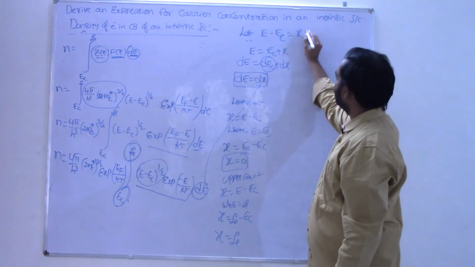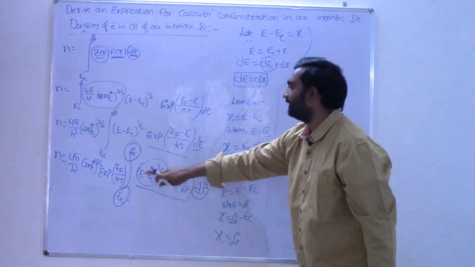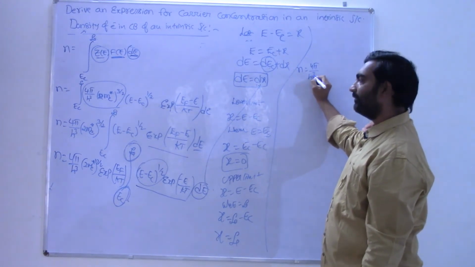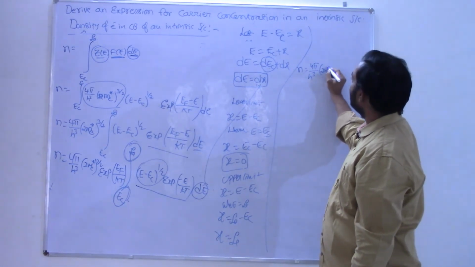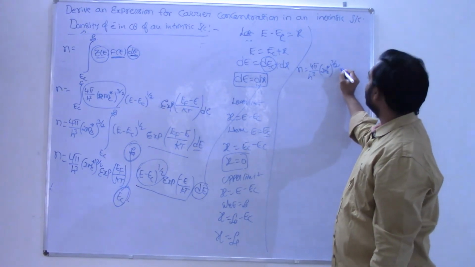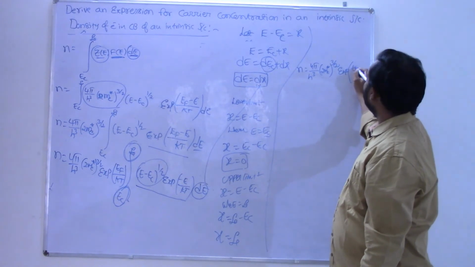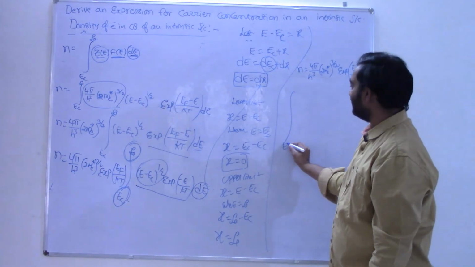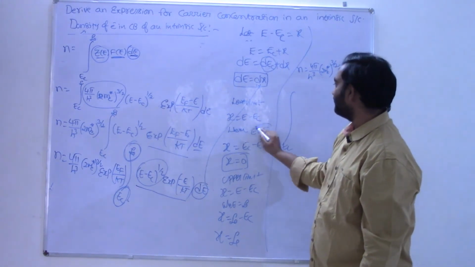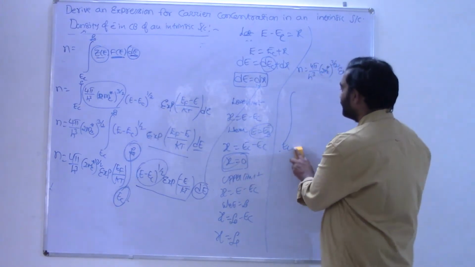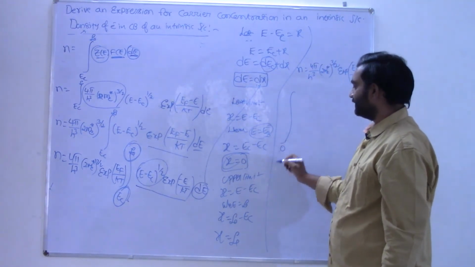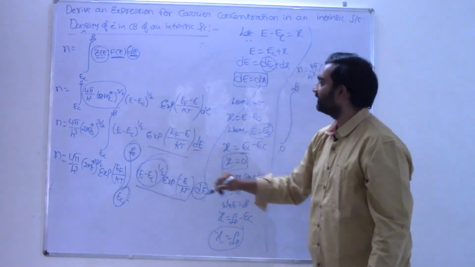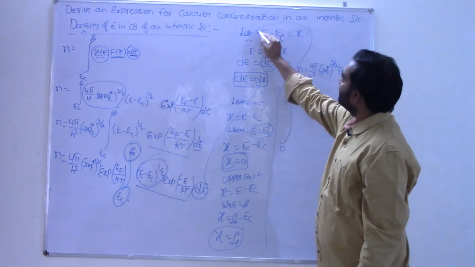So the above expression becomes n equals 4 pi by h cube into (2me star) whole to the power of 3 by 2 into exponential of EF by kT into the integration. The lower limit EC is converted as 0, and the upper limit is converted as infinity. Here we have E minus EC, and we assumed that E minus EC equals x.